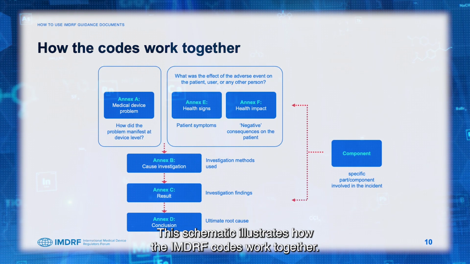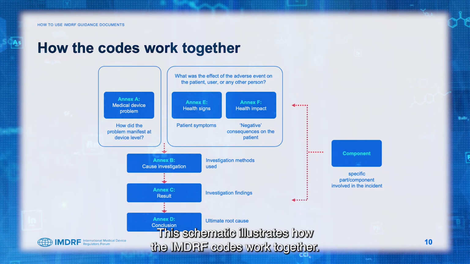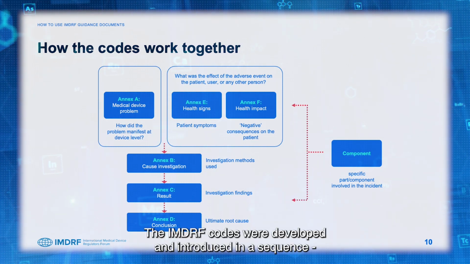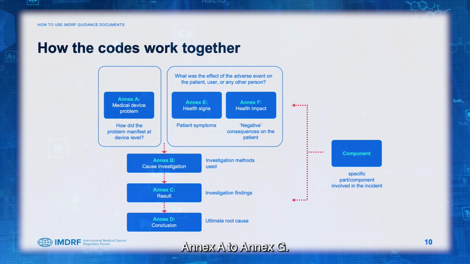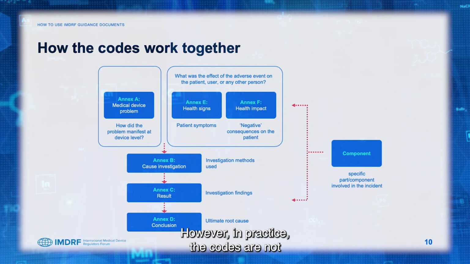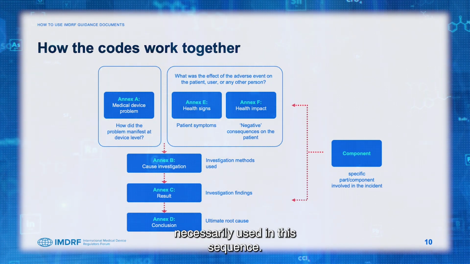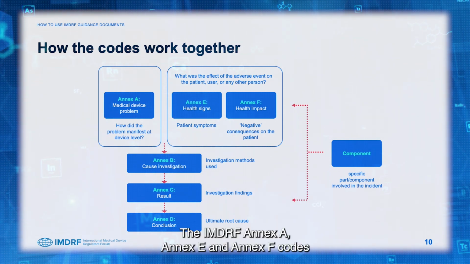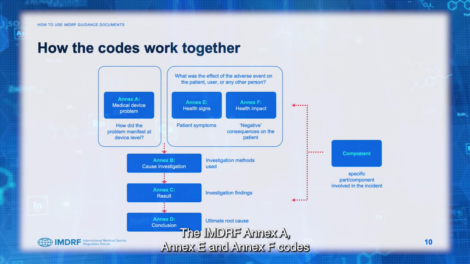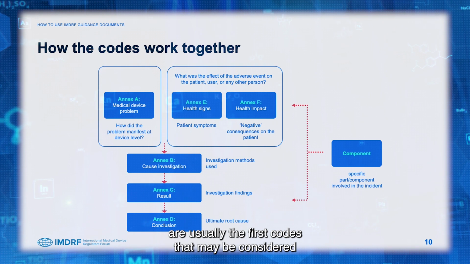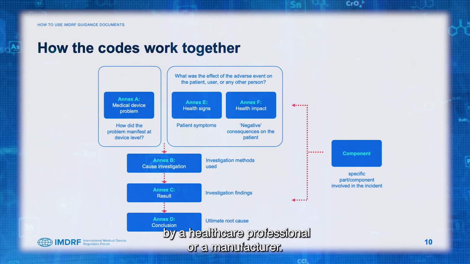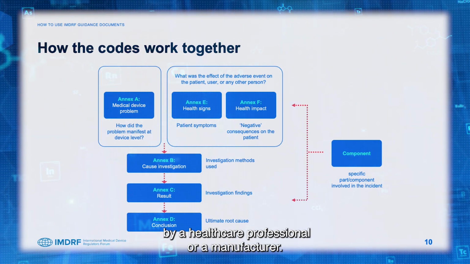This schematic illustrates how the IMDRF codes work together. The IMDRF codes were developed and introduced in a sequence, Annex A to Annex G. However, in practice, the codes are not necessarily used in this sequence. The IMDRF Annex A, Annex E, and Annex F codes are usually the first codes that may be considered by a healthcare professional or a manufacturer.